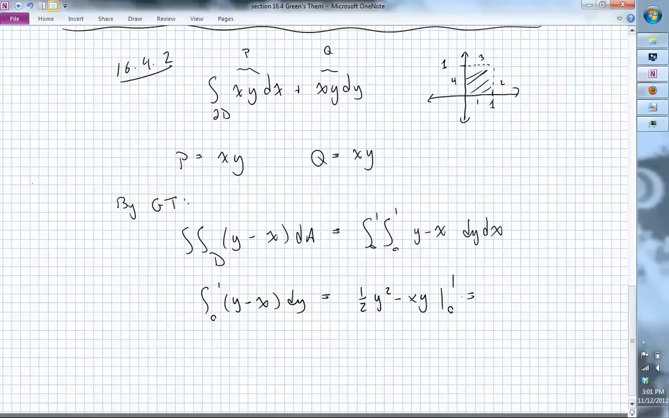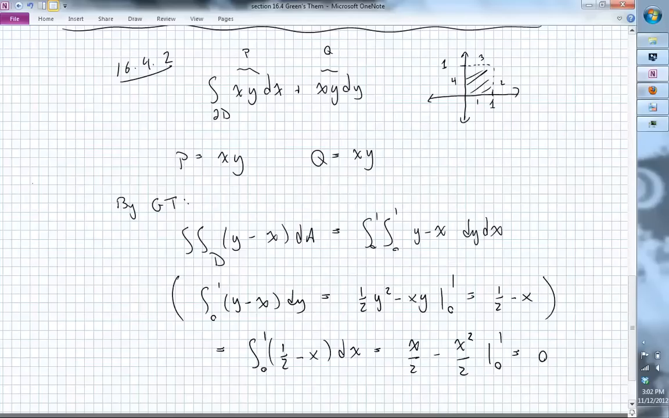So the inner integral looks like this. If I plug in 1, I get 1/2 minus x. If I plug in 0, I get nothing. The outer integral looks like that. And that gives me 0. Certainly, I think, faster than doing the 4 line integrals. Even though those 4 line integrals are actually not that difficult.